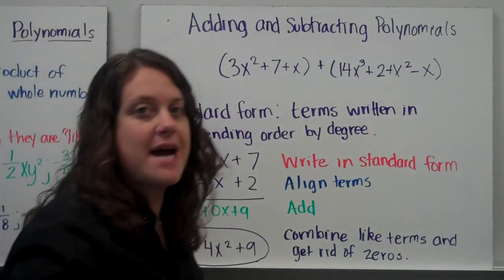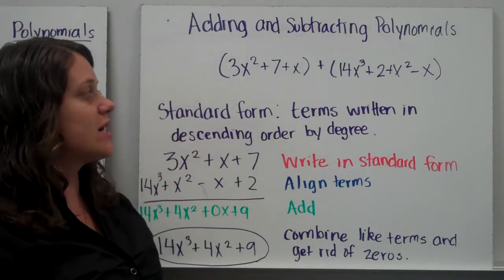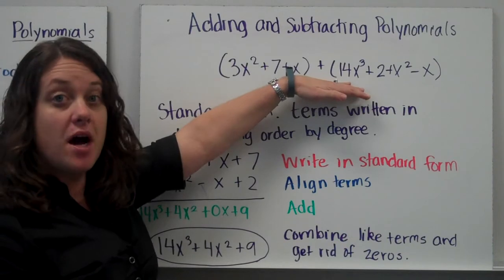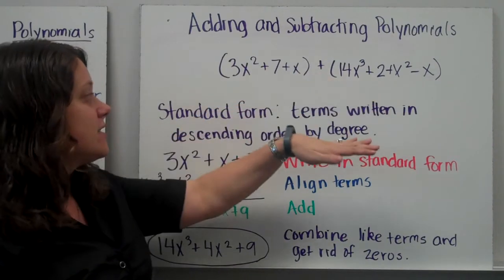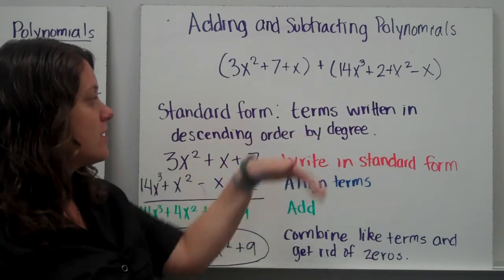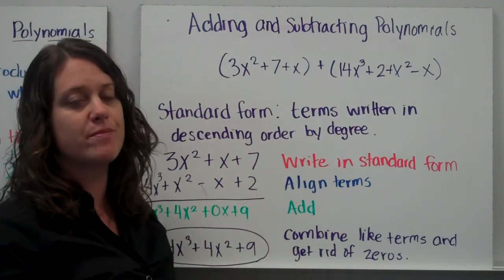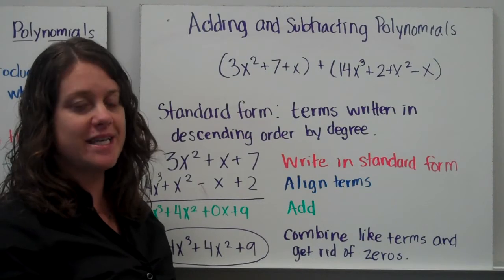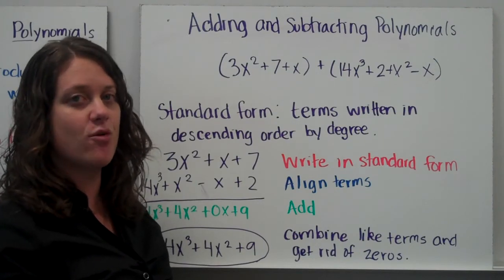So now let's get to adding and subtracting. How do we add and subtract polynomials? So here's what a problem might look like. Okay, so first, you should put it in standard form. You need to know that standard form is terms written in descending order by degree. So the degree is the exponent. So you want to put them in descending order.